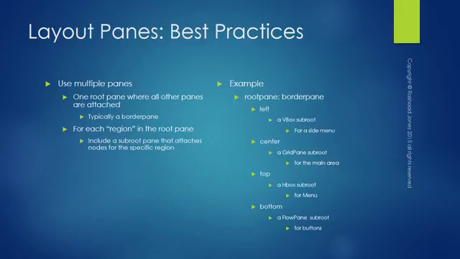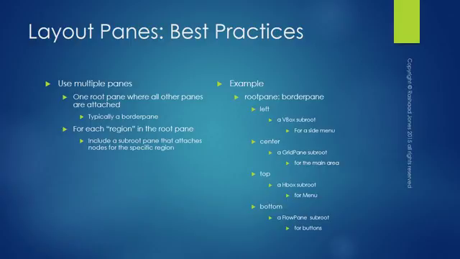Now, what I typically do is use a BorderPane as my root and add things to my BorderPane that specify the region. So here's an example. I may make my BorderPane the root pane, and then on the left, I will create a separate pane and make it a VBox, and I may want to create a side menu for that. In the center of the BorderPane, I may create a GridPane, and this is for my main area.